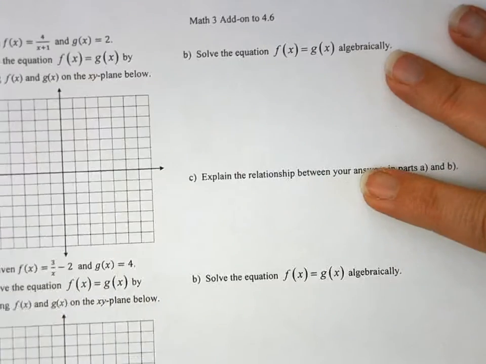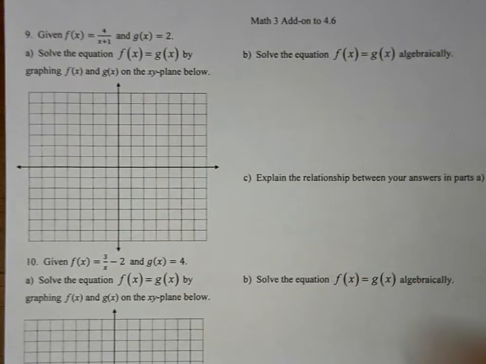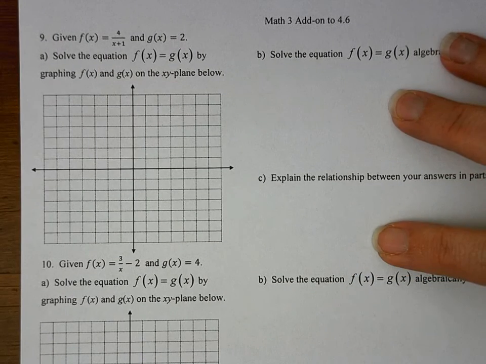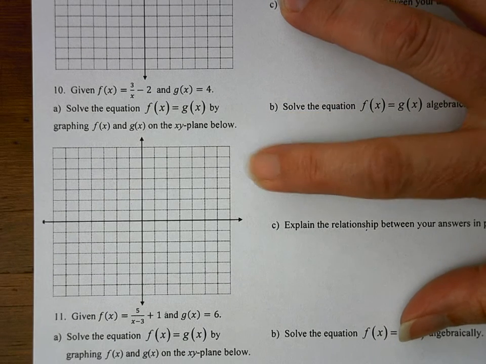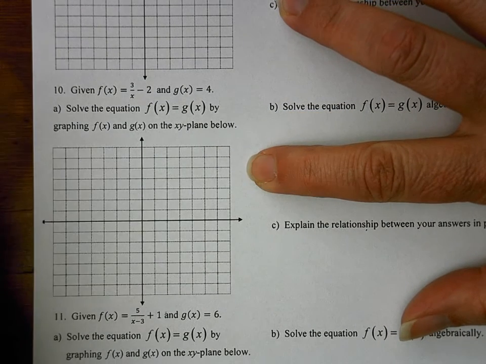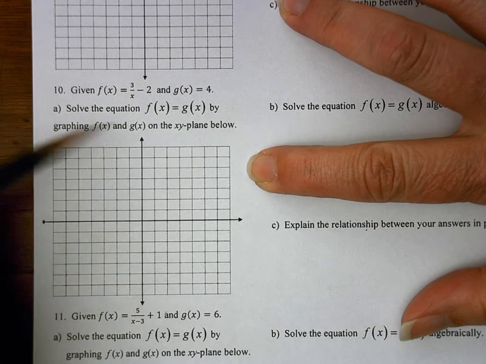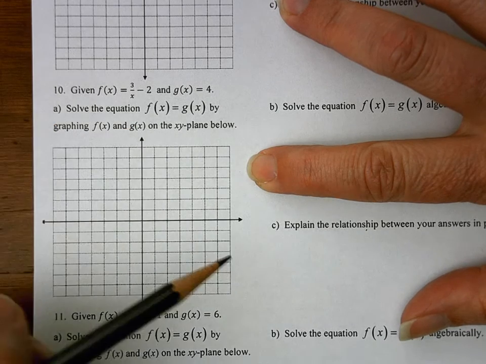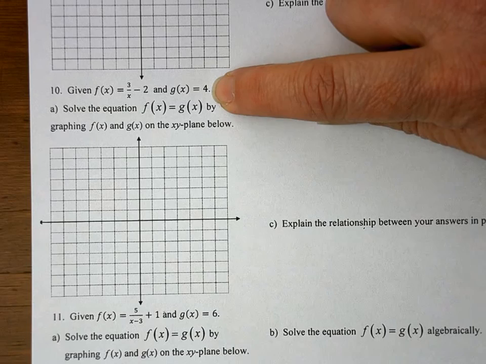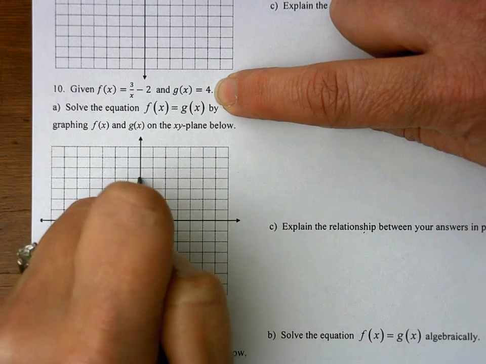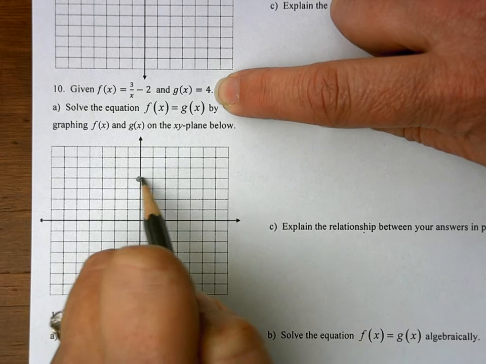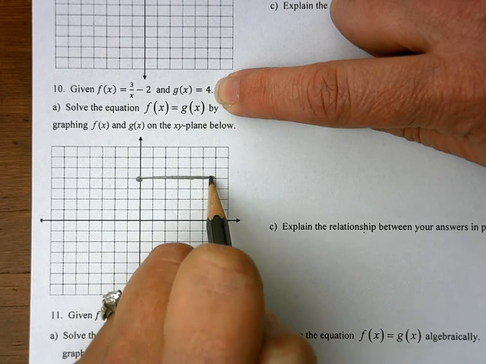Okay. All right, and then you have the extra homework page, the add-on, so let's take a look at one of those. Let's go ahead and take a look at question number 10. So I have this one right here. For part A, they want me to solve the equation by graphing f and g. So I'm going to start by graphing g of x, which is 4. So I'm going to go up to 4, and that's a special case, so that's just a horizontal line. So there's g of x is equal to 4.